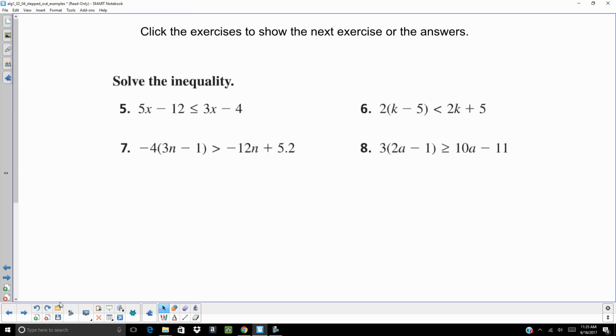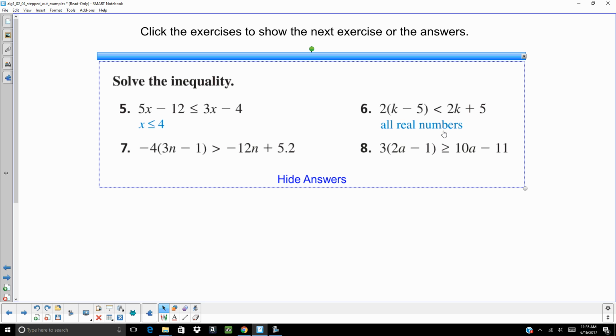All right, here are four problems for you to try on your own. I suggest you hit pause and then check your answers. First one, subtract 3x, add 12, divide by 2. On number 6, your k's cancel out, but you're left with a true statement, so it's all real numbers. On number 7, your n's cancel out, but you're left with a false statement, so it's no solution.